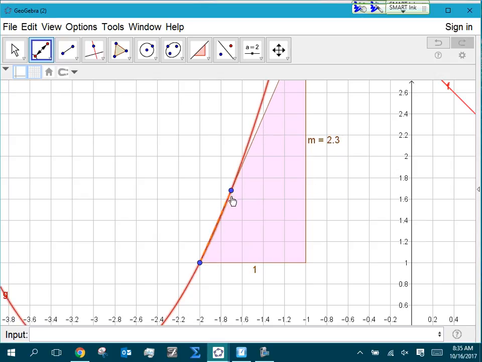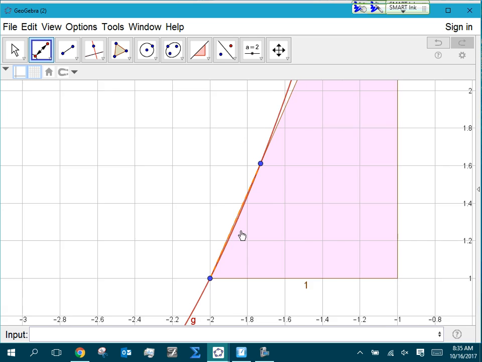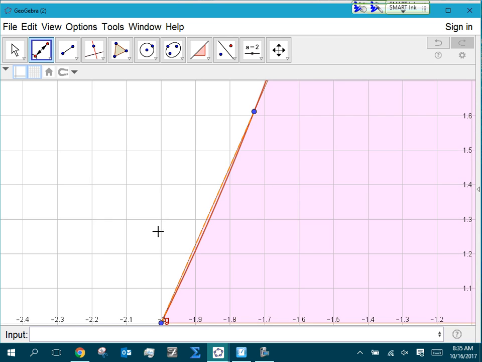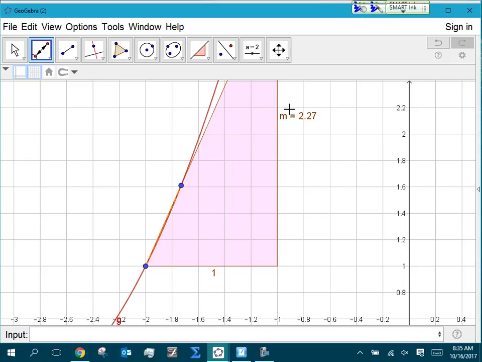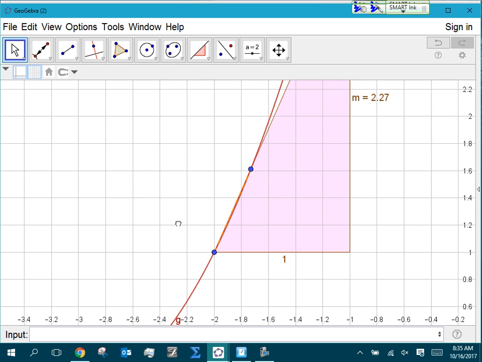Right now, if I were to find the slope between those two points, which is saying it's 2.27, does it look like that secant line is right on top of that curve? Almost, right? So that would be a good approximation. 2.27 would be a good approximation for the slope of that curve around an x value of negative 2, negative 1.8, that kind of idea. Does that make sense?